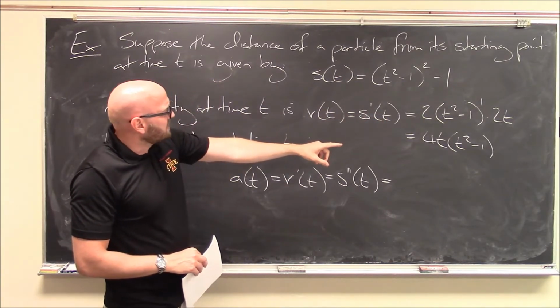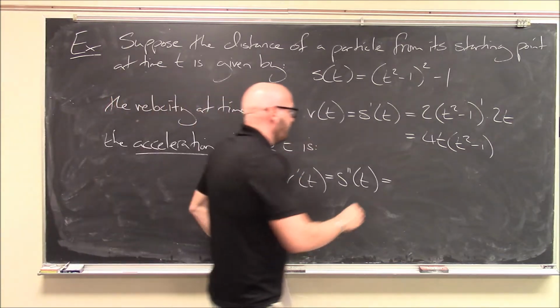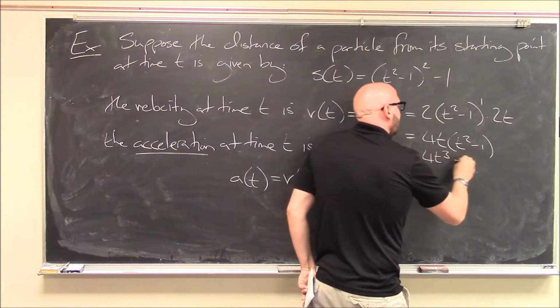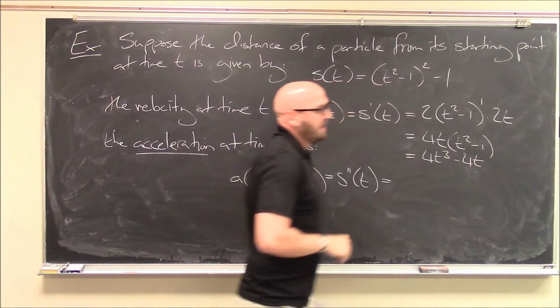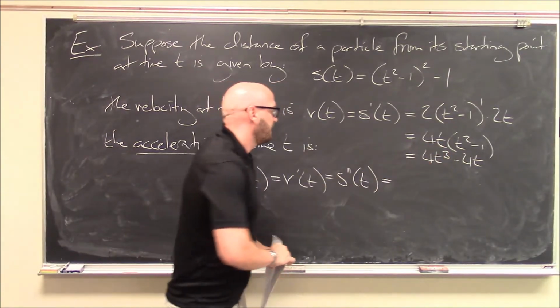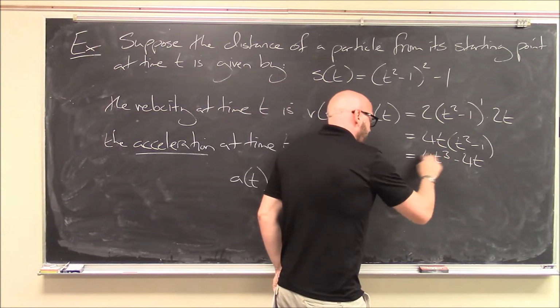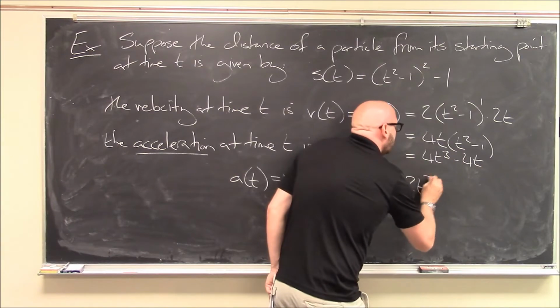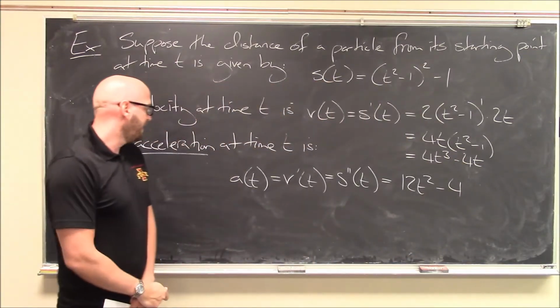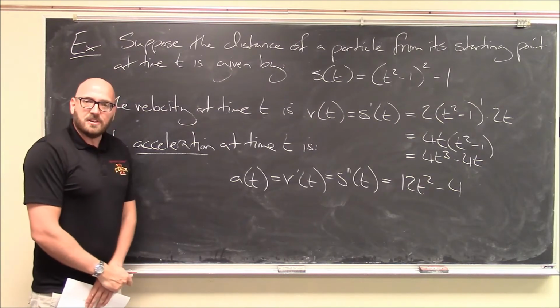The velocity function right now is written as a product. How about we just write this as a simple polynomial? This is 4t cubed minus 4t, and then it's easier to differentiate, right? As a product, I'd have to use the product rule. Written like this, I can just differentiate straight away. 4 times 3 is 12t squared minus 4. So there's my acceleration function.